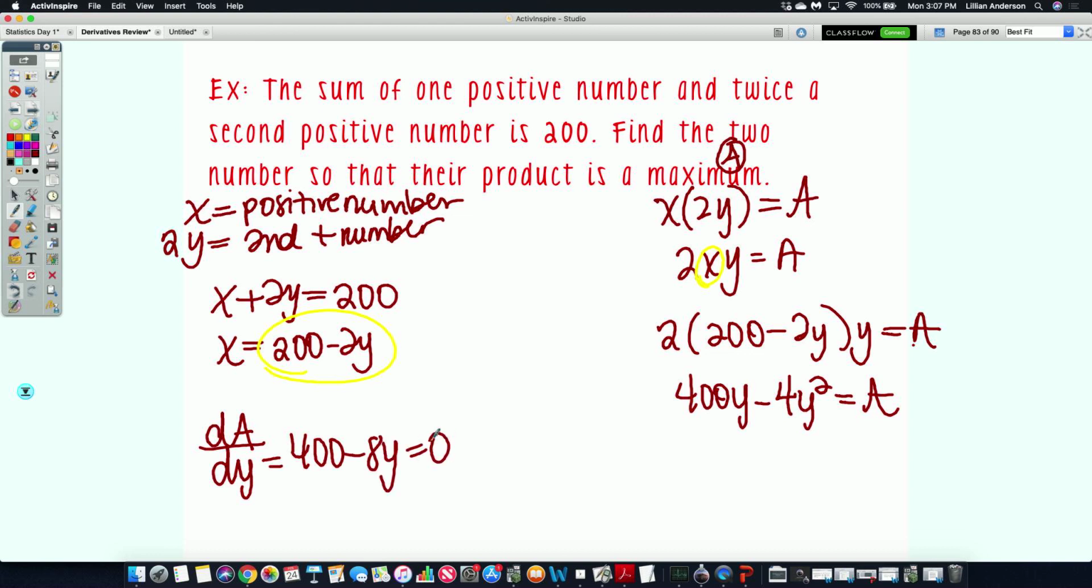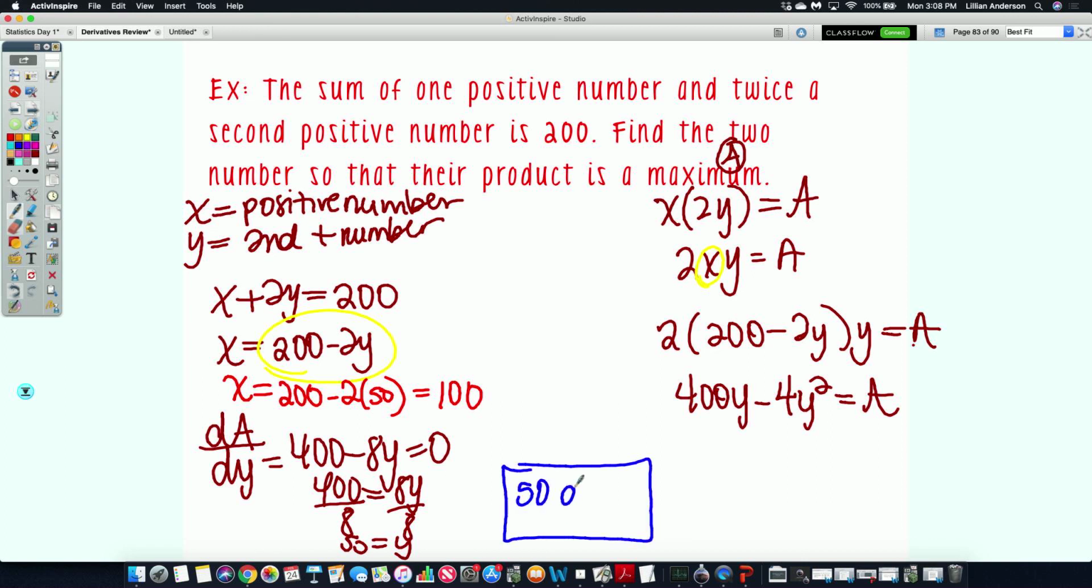You set that equal to 0. This is that third step. You basically are trying to find the value of y that's actually going to give you your maximum product. Let's add 8y, divide both sides by 8, and then y equals 50. Wait, no, is it 50? Yeah, it's 50. So y is equal to 50. So 50 is one of your numbers. And so then if 50 is one of your numbers, you can find the other number by plugging in. And what do you get? 100.